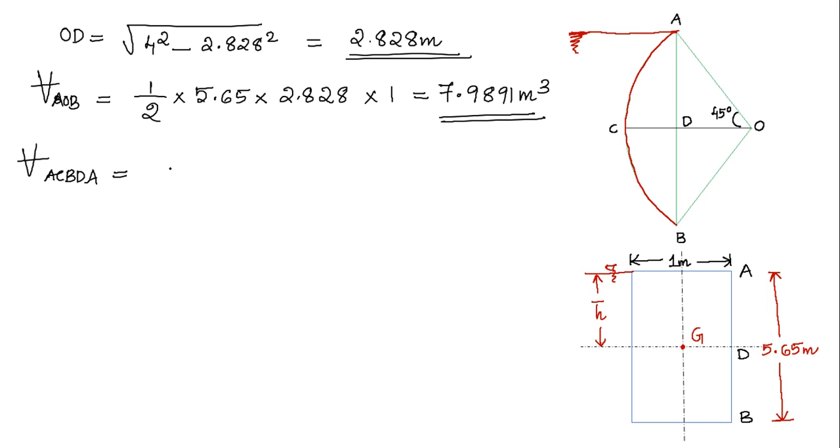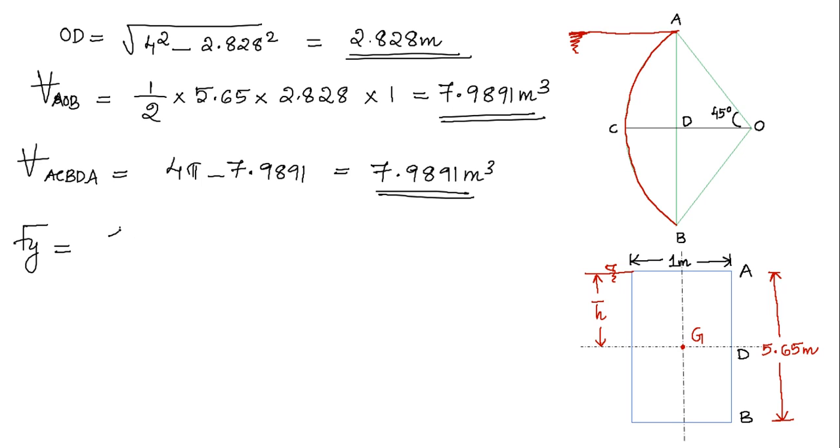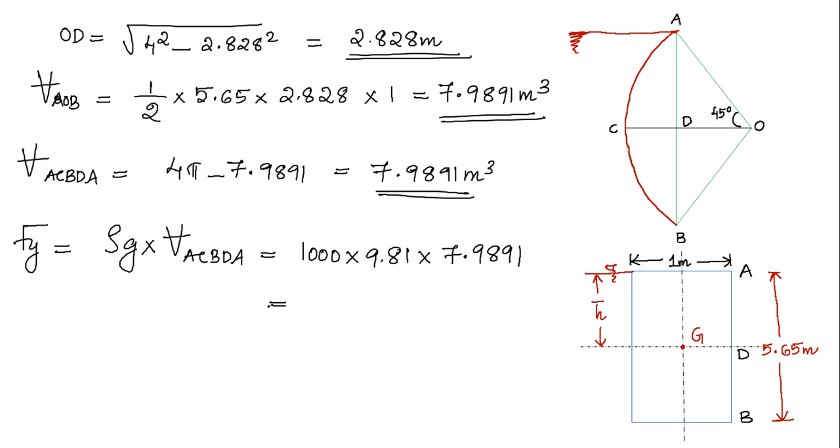From this, volume of ACBDA will be 4 pi minus 7.9891, which will be equal to 7.9891 meter cube. So finally, Fy will be rho g into volume of ACBDA, which is equal to 1000 into 9.81 into 7.9891. We will get it as 44903 Newton.